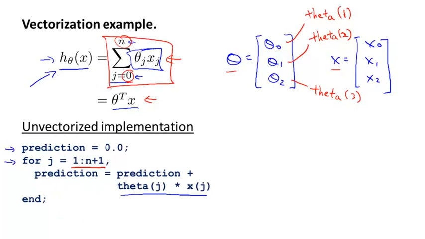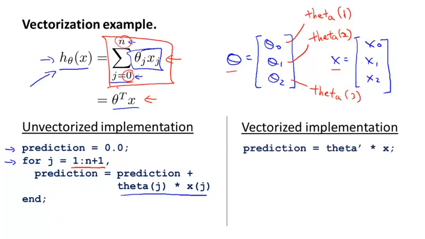In contrast, here's how you would write a vectorized implementation, which is that you would think of x and theta as vectors, and you just set prediction equals theta transpose times x. You're just computing it like so. So instead of writing all these lines of code with a for loop, you just have one line of code, and what this line of code on the right will do is use Octave's highly optimized numerical linear algebra routines to compute this inner product between the two vectors, theta and x. And not only is the vectorized implementation simpler, it will also run much more efficiently.